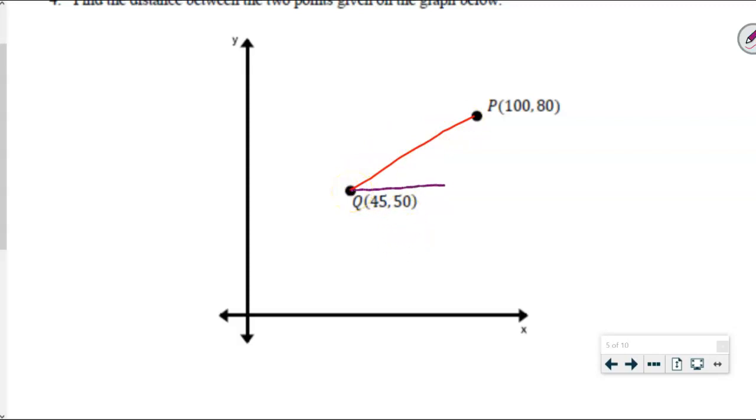One leg is going to go straight across. One leg is going to come straight down. The challenge is I don't have a grid, so I can't just count how long that is. But there is information there that we can use. Where is that information? Like, how can I figure out how long this purple side is?